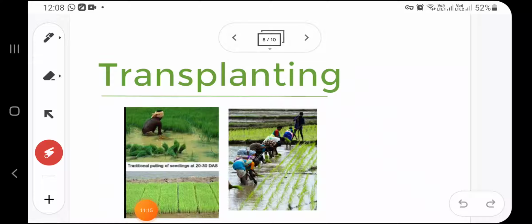So, for example, if you see here, this person is plucking the plants, and these plants are here, they are planting here. Okay. So, here they moved these plants from this place to this place. Okay. This is called transplanting. So, this is one method to increase crop production.